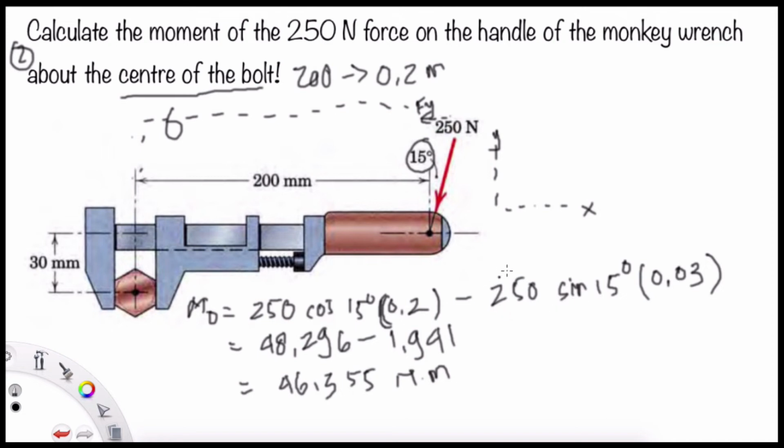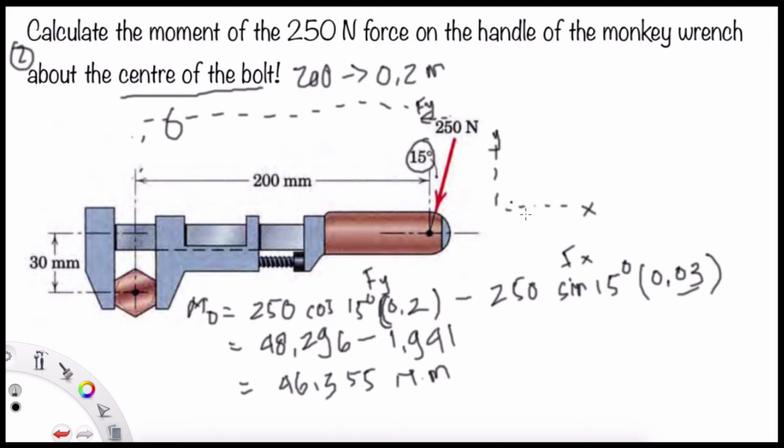And then for the x direction, we have Fy and Fx. Why do we use the Fx here now? Because the Fx has the distance. From here, if we project the F to the x direction, they will have a distance. The distance is about 0,03.